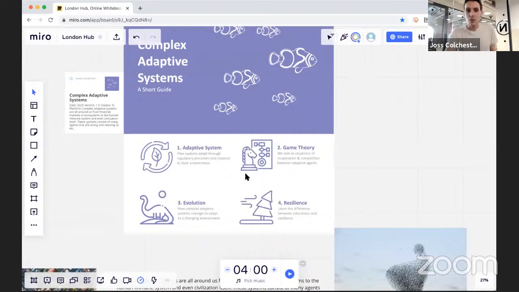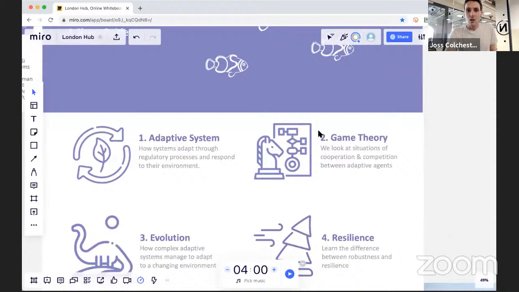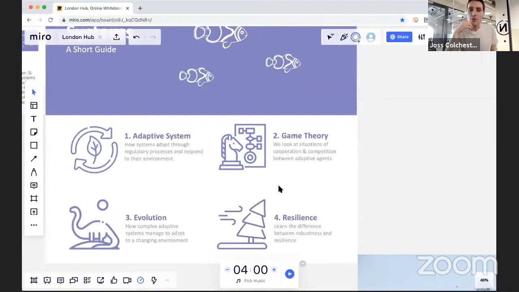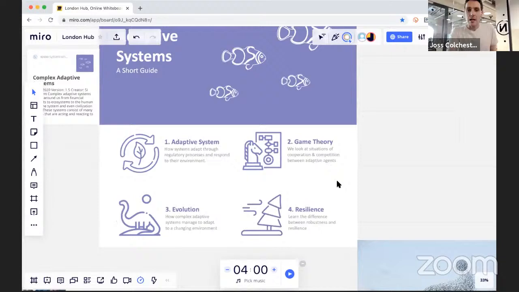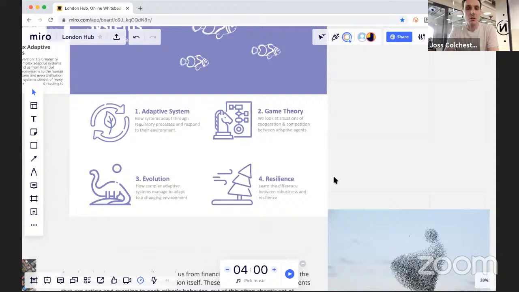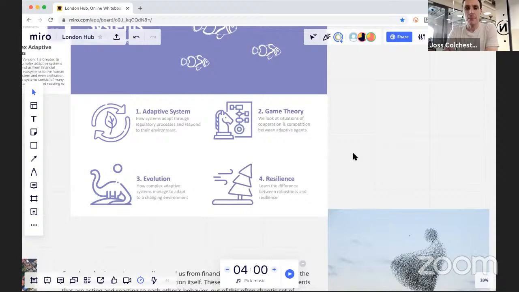So here's what we're going to cover. We're going to talk about adaptive systems to get started. We're then going to talk about game theory, the dynamics of cooperation and competition that emerge between adaptive agents. We're going to talk about evolution as a process that shapes complex adaptive systems over the long term. Also going to touch upon, hopefully if we get time, robustness and resilience, how complex adaptive systems deal with change and adapt and respond to it. But to get started, what is a complex adaptive system?